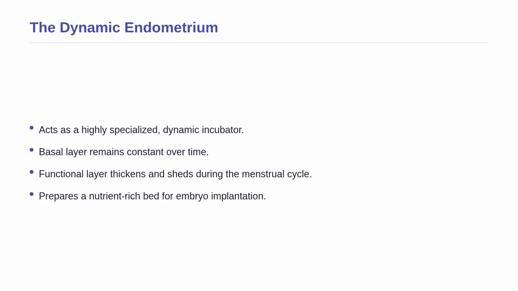If an egg arrives, it has a soft, welcoming place to implant and grow safely. If no pregnancy occurs, this thickened layer sheds and the cycle begins anew. This cyclical thickening is the absolute prerequisite for embryo implantation and human survival.